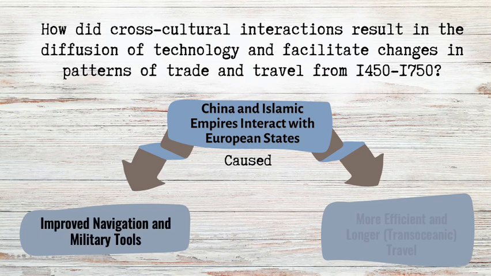So the cross-cultural interactions we briefly explore are the Europeans' interactions with both Song China and Islamic empires. The cause of these interactions before the 1450-1750 time period was improved navigational and military tools for the Europeans. The transfer of these technologies to the Europeans resulted in the ability to travel both more efficiently and cover much longer distances away from coastal areas than before.